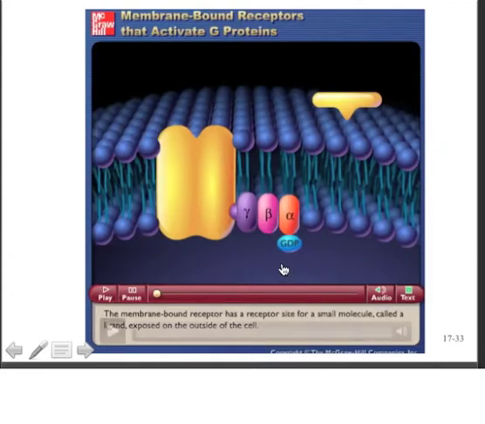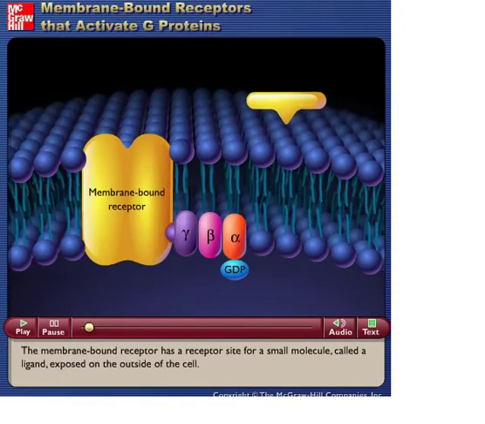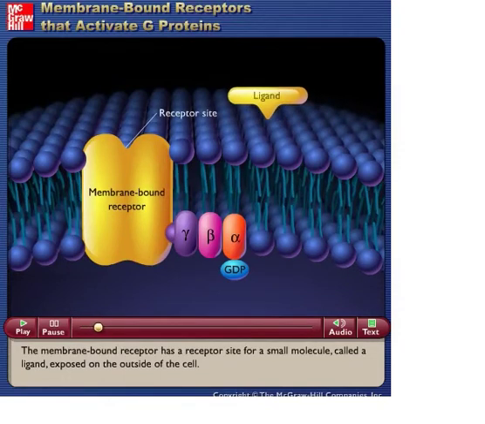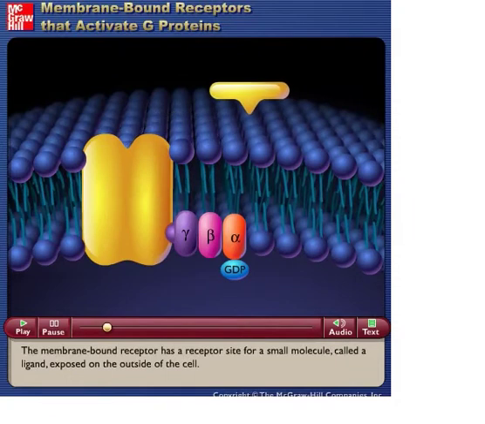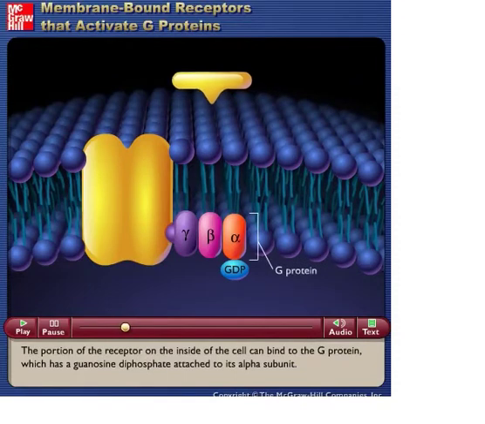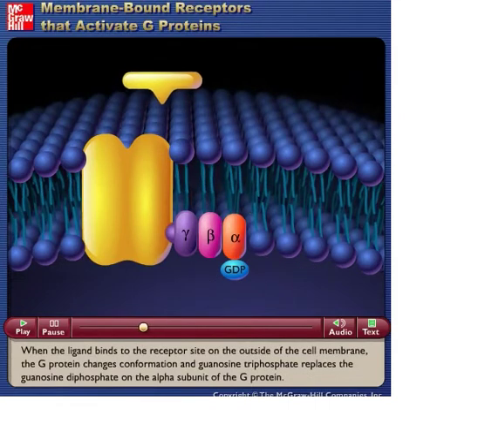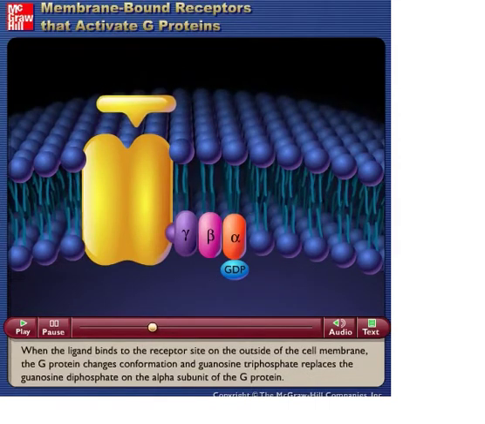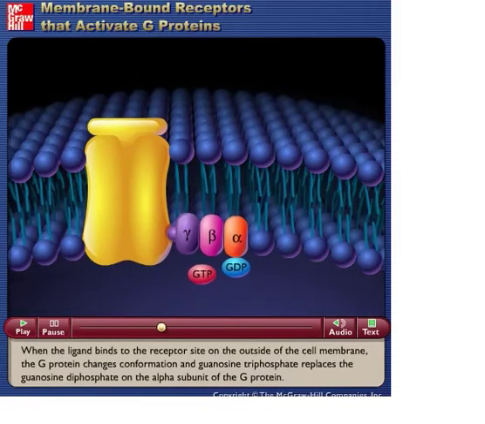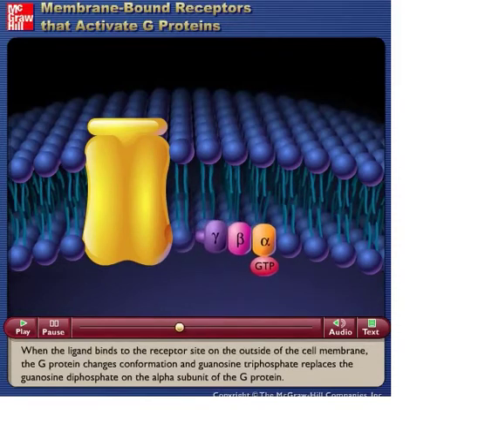Okay, let's take a look at how it is that membrane-bound receptors activate G proteins. The membrane-bound receptor has a receptor site for a small molecule, called a ligand, exposed on the outside of the cell. The portion of the receptor on the inside of the cell can bind to the G protein, which has a guanosine diphosphate attached to its alpha subunit. When the ligand binds to the receptor site on the outside of the cell membrane, the G protein changes conformation, and guanosine triphosphate replaces the guanosine diphosphate on the alpha subunit of the G protein.